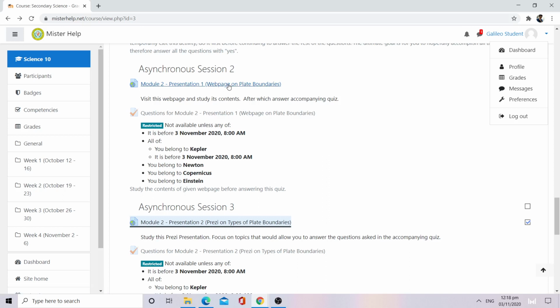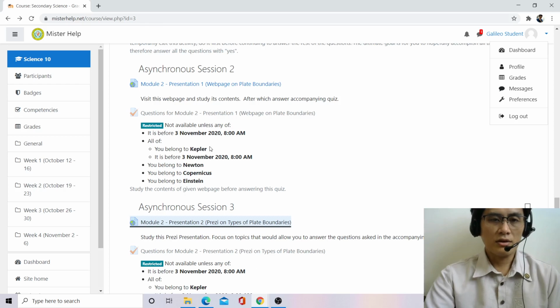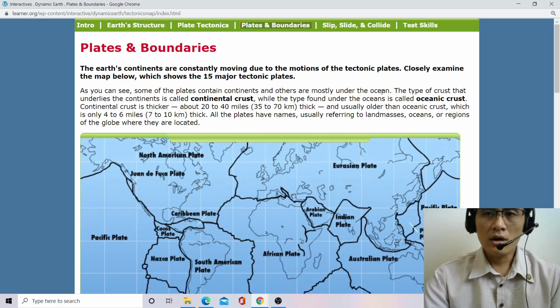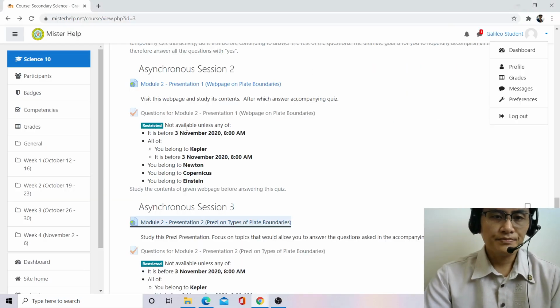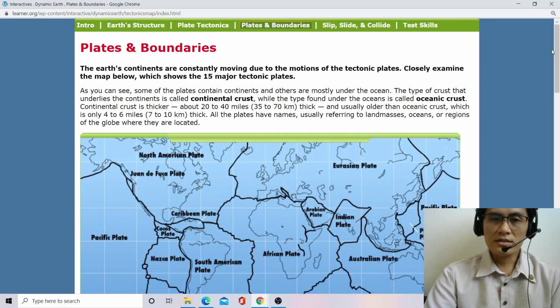So you have here a web page on plate boundaries and a presentation on types of plate boundaries. So we get to discuss what they are. If we click on this one, this will appear. Notice the instruction here says visit this web page, study its content, after which answer the accompanying quiz. The accompanying quiz is this one. So this is the website or web page.